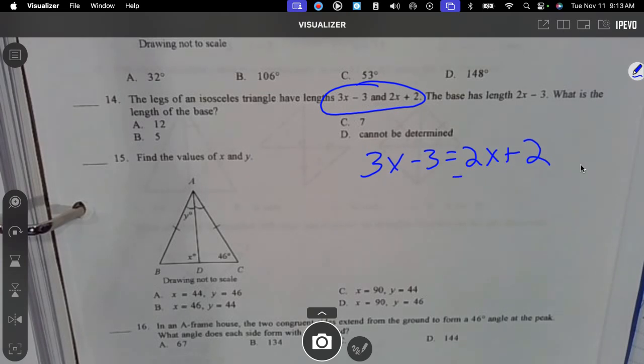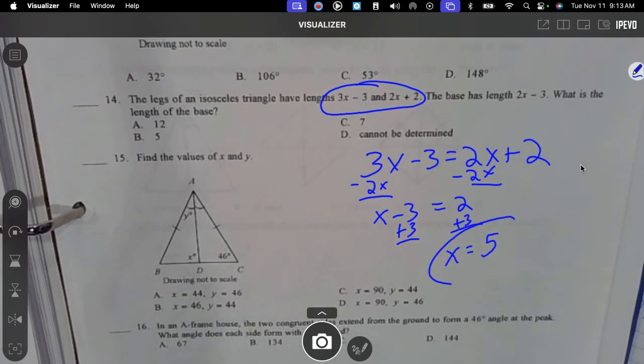So I'm going to move my 2x. And we get x minus 3 equals 2. Then what? Add 3. And what does x equal? 5. Now, not my answer. It's listed. Does it say to find x? No. It says what is the length of the base. Which one of those is the base? Read your problem.